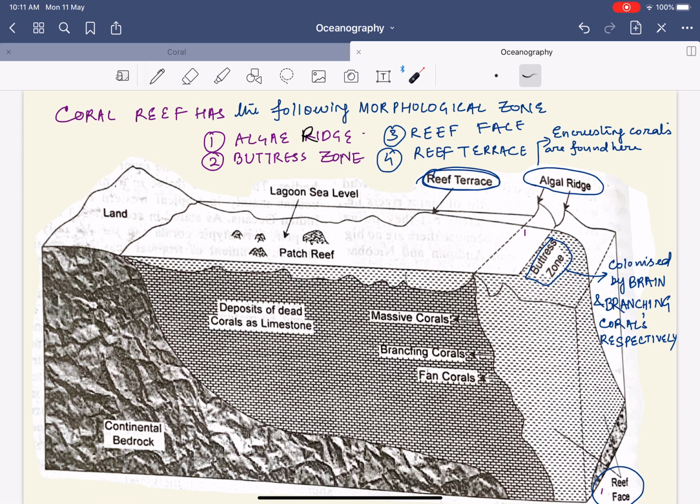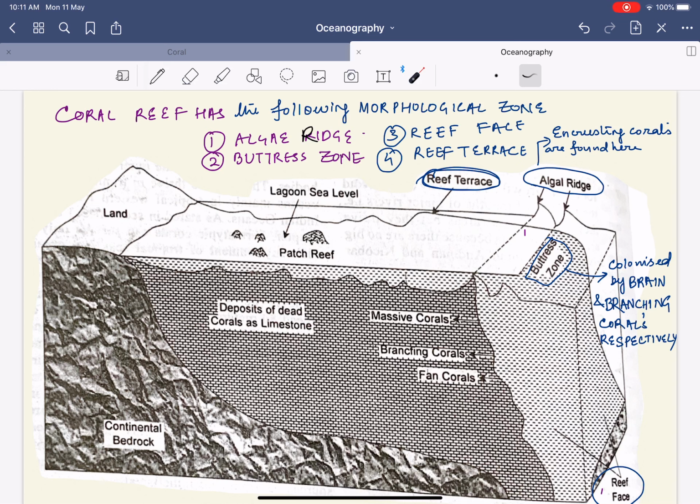See, this is a ridge portion, and the portion between two ridges is called the buttress zone. Both in the algal ridge as well as in the buttress zone, there are corals. In the algal ridge you would find encrusting coral, whereas in the buttress zone you would find brain or branching corals. This is the category of the corals.